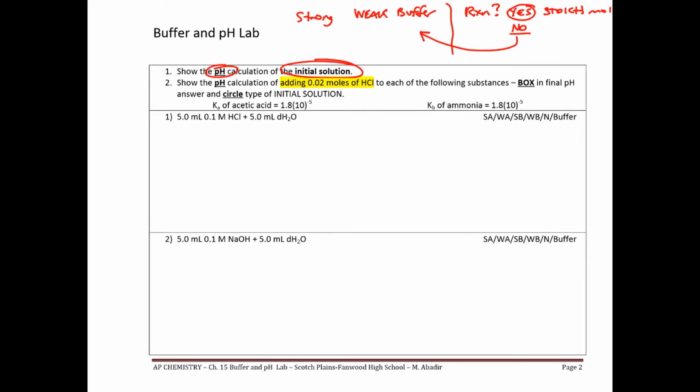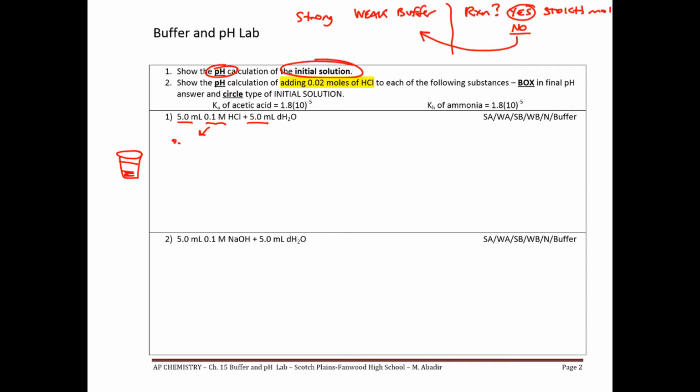All right, so I'll try to draw a little picture here. In your cup when you did this lab, you had HCl, and then you added water. So you just have HCl and water, but remember the HCl concentration is going to be diluted because you took 5 of this and 5 of this. So the concentration of HCl is really going to be 0.05. You cut it in half.